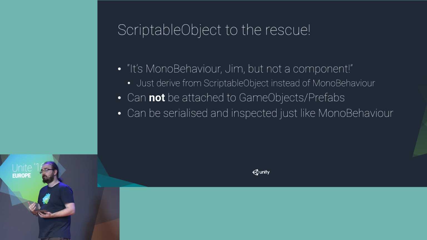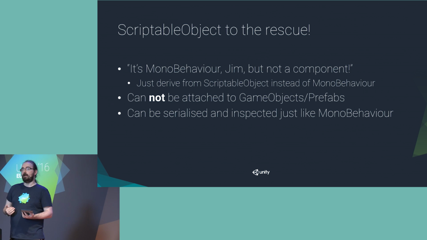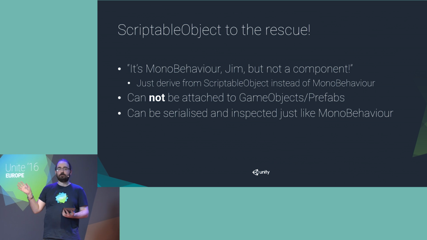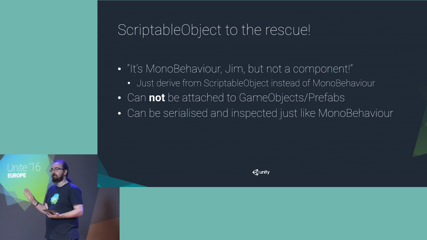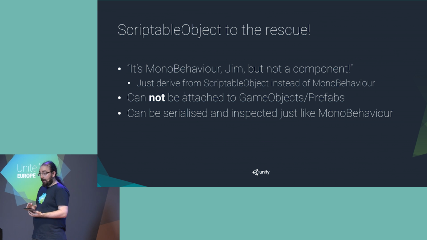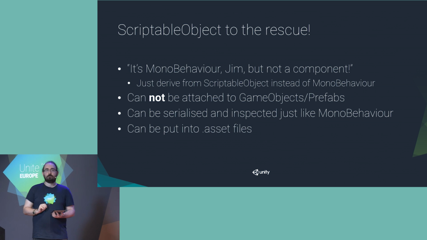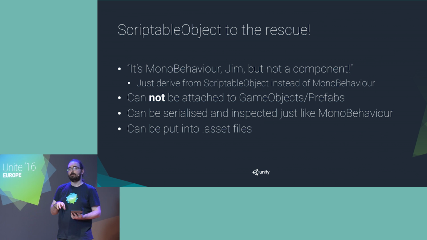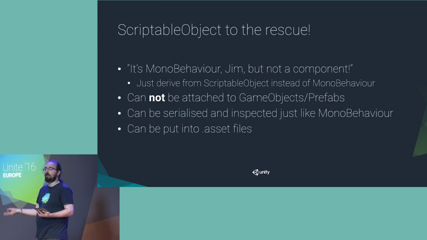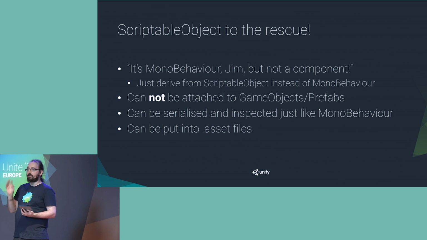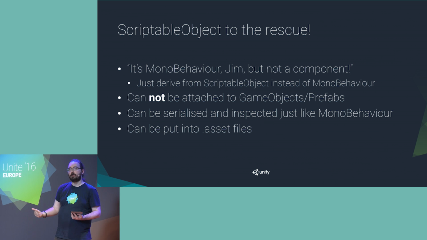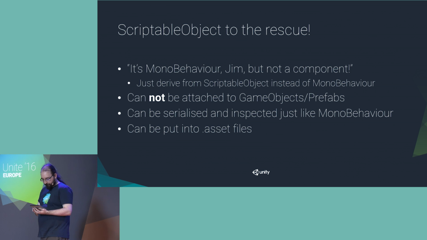It can be serialized, and it can be inspected, just like Monobehavior. So if you've selected a Scriptable Object, you see it in the inspector, you can change the values and so on, exactly the same workflows you're used to with components. It can be put into .asset files. And this is where things start to get very interesting. You can effectively make custom asset types in your project. So you've got your textures, your materials, your scenes, your FBXs, and you've got a bunch of information about inventory items, something like that, just as different files.